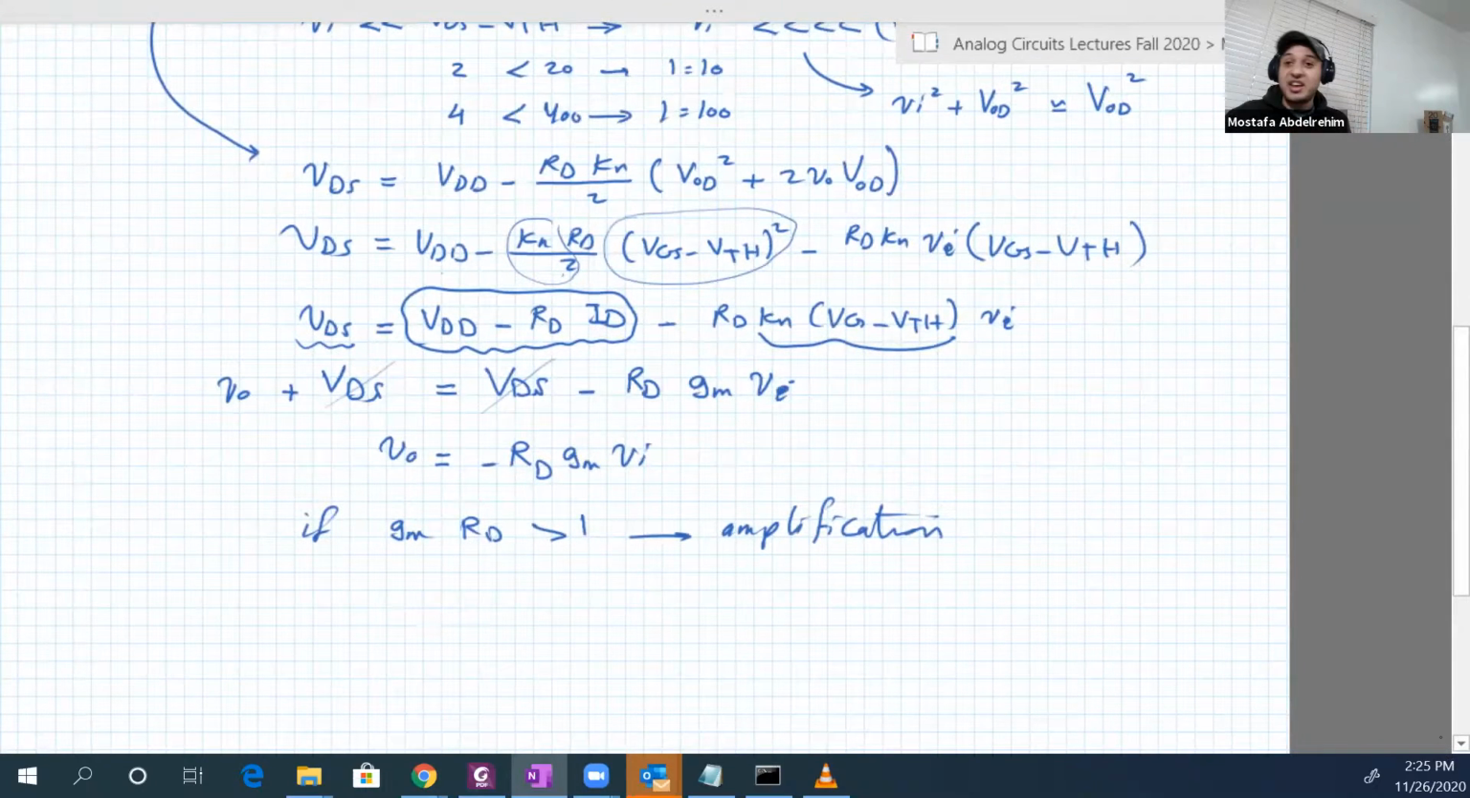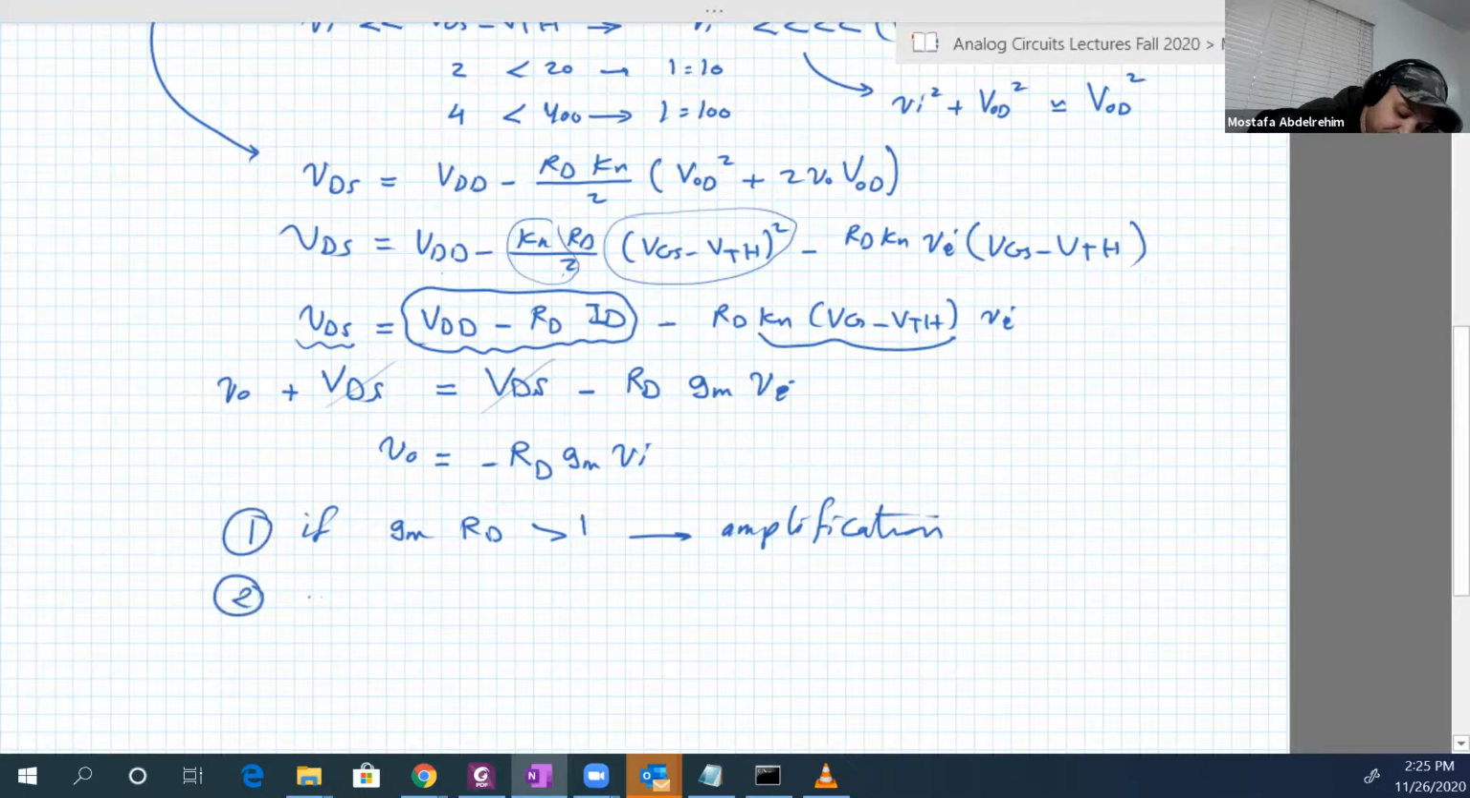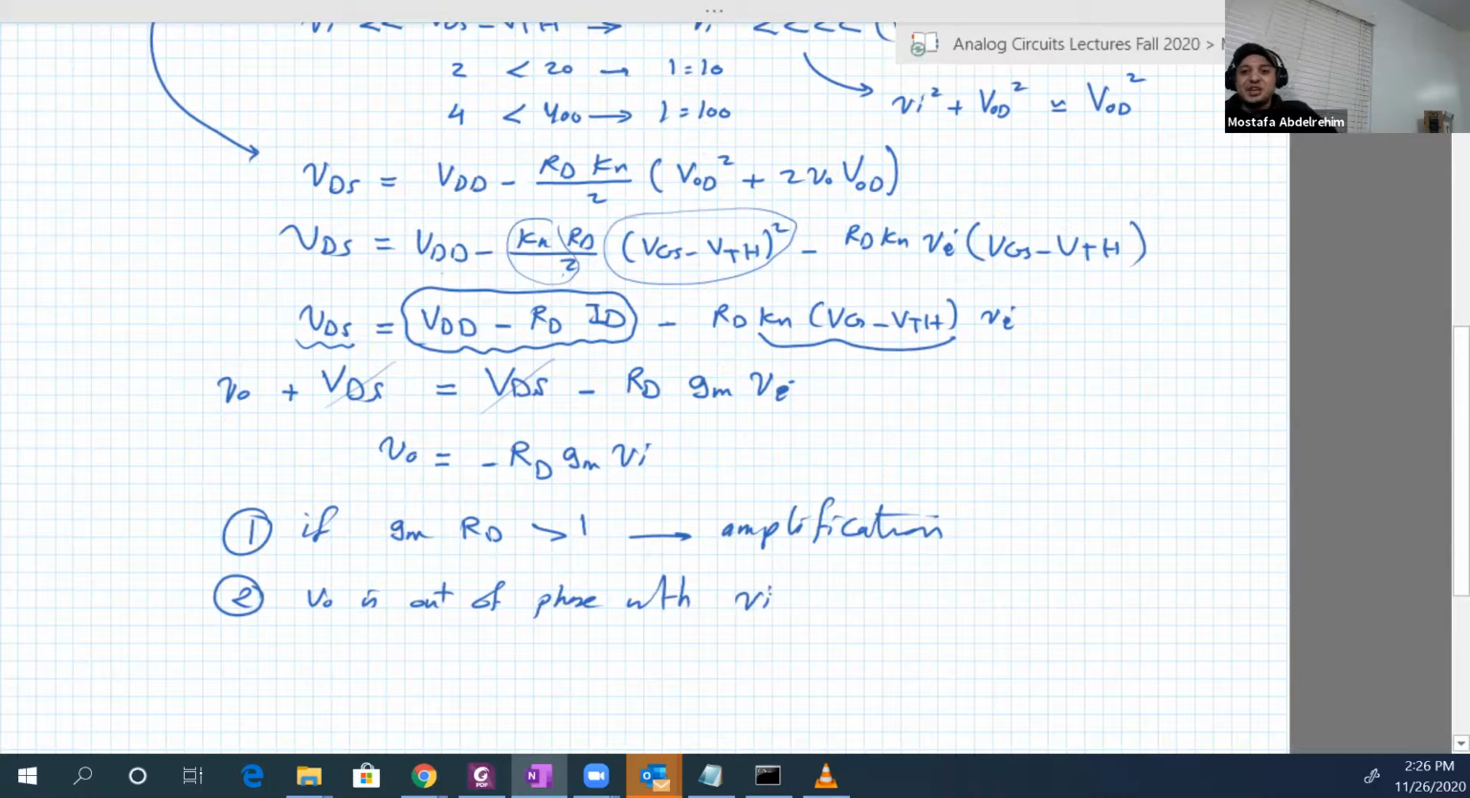So we can design our circuit such that the multiplication of Kn (VGS minus V threshold) by RD is larger than 1. So we will have amplification. So this is number 1. Number 2, VO is out of phase with V input, again just like the BJT. So for the BJT amplifier, they were out of phase, and here also they are out of phase. And as we will see in the next lecture, this is actually the amplification.